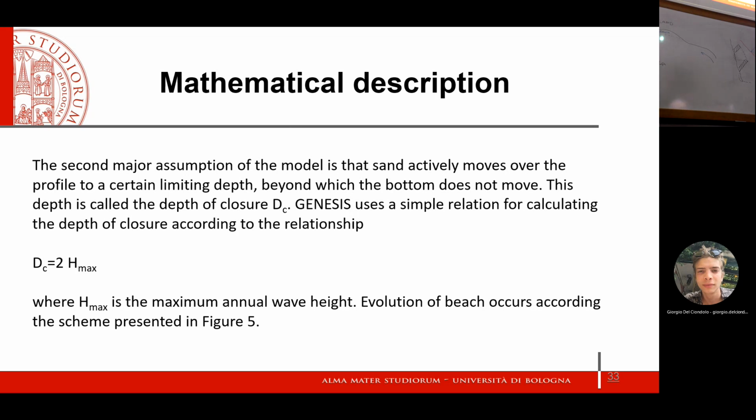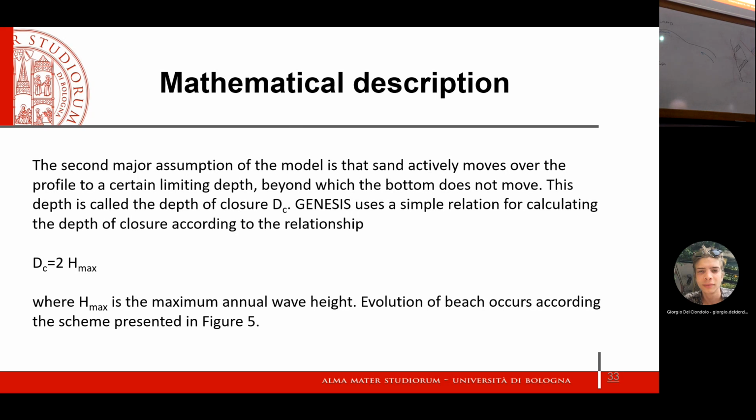It is estimated in Genesis that the depth of closure is twice H max, where H max is the maximum annual wave height. So this is important to notice. It's also an important indication of the order of magnitude. To what extent can sand be transported into the ocean? Up to a maximum depth, which is about twice the maximum annual wave height.